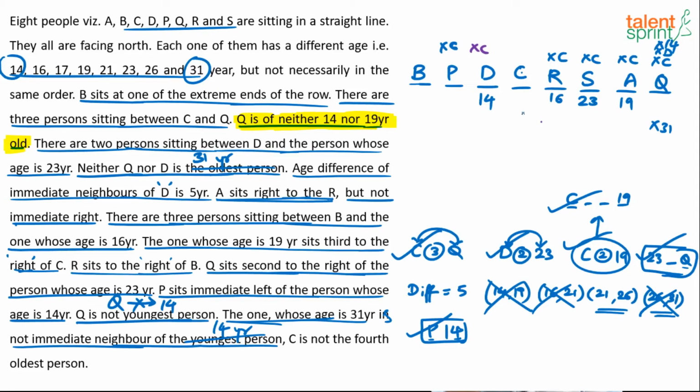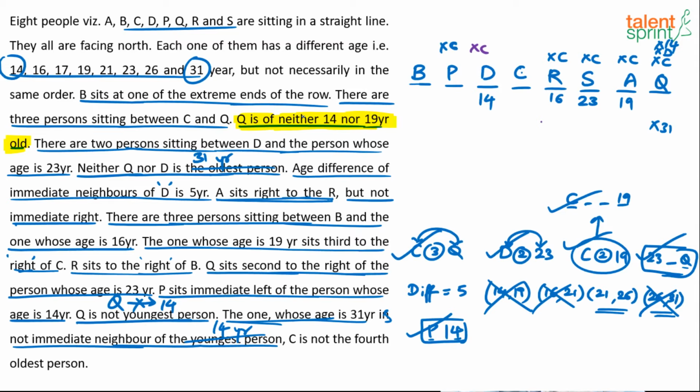So they should be taking 21 and 26, right? P and C in some order. It can be P21, C26 or P26, C21, right? Anyway, if you observe, all this leads to the conclusion that B will be 31 years old.